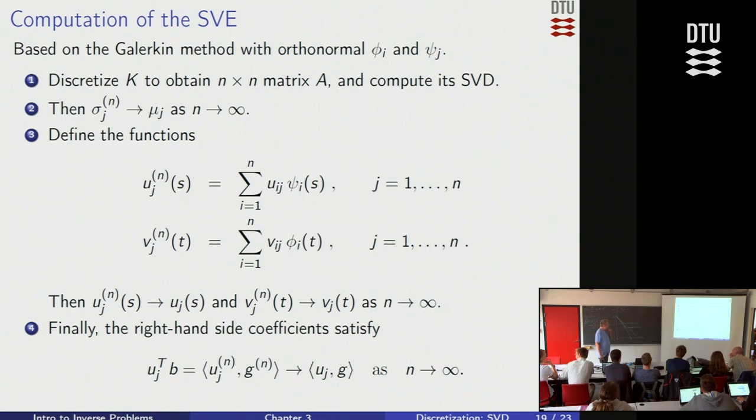And one more thing here. If we also discretize the right-hand side by means of this Galerkin approach, then these expansion coefficients of the right-hand side in the SVD basis are identical to inner products of these approximate functions over there in function space, and they actually converge to the true expansion coefficients as, again, n goes to infinity, as the problem gets larger and larger. So everything converges. Isn't that nice?